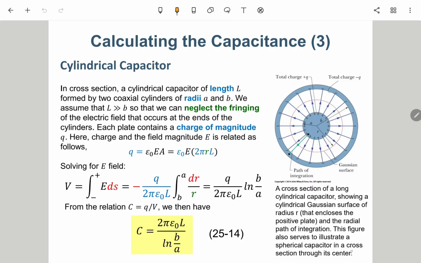So the next case is a cylindrical capacitor. Just as I mentioned, a capacitor doesn't necessarily have to be parallel plate. It can have other structures. One common structure is the cylindrical capacitor. If you have ever assembled your computer, probably you have seen many cylindrical capacitors on the motherboard.